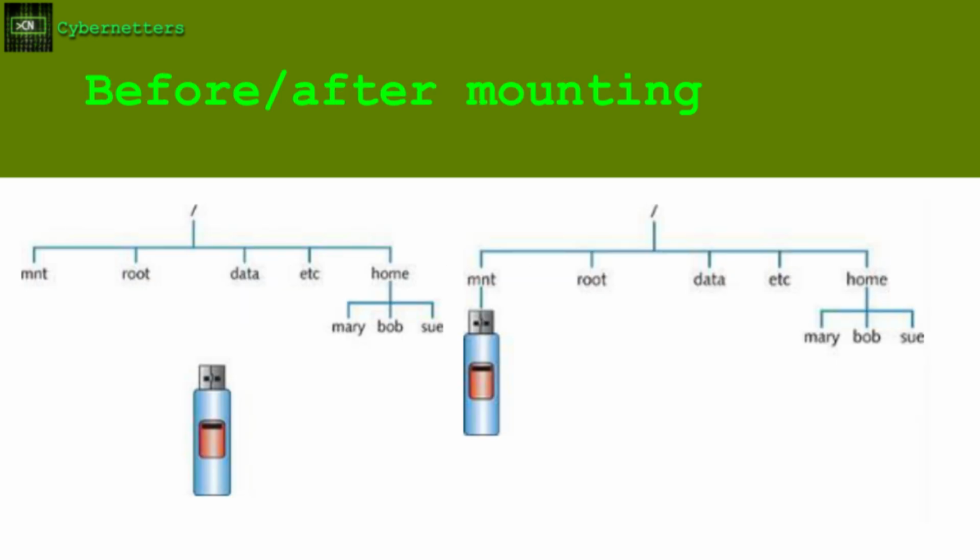The diagram that you see here shows what happens before and after mounting a device on Unix. As you can see, the left diagram shows before mounting, where the USB drive exists physically but isn't accessible because it hasn't been attached to the system yet. But after mounting, the USB is now mounted to /mnt, which makes its content accessible just like any other directory.